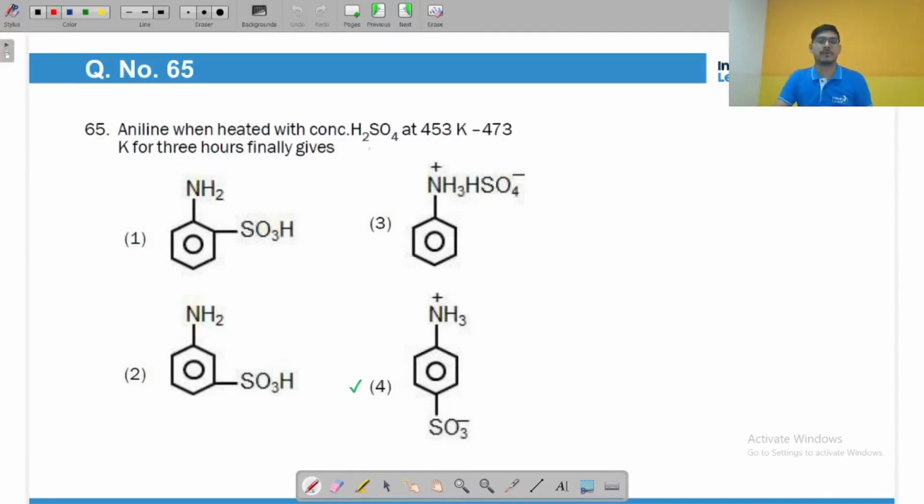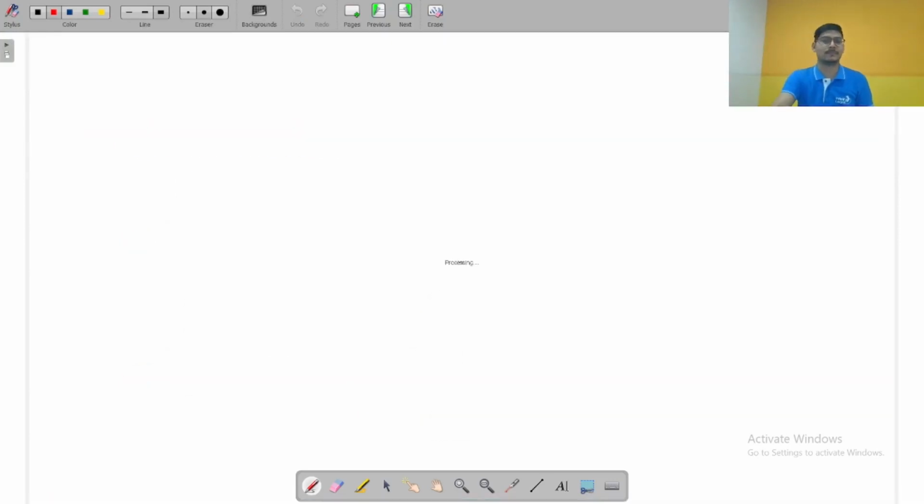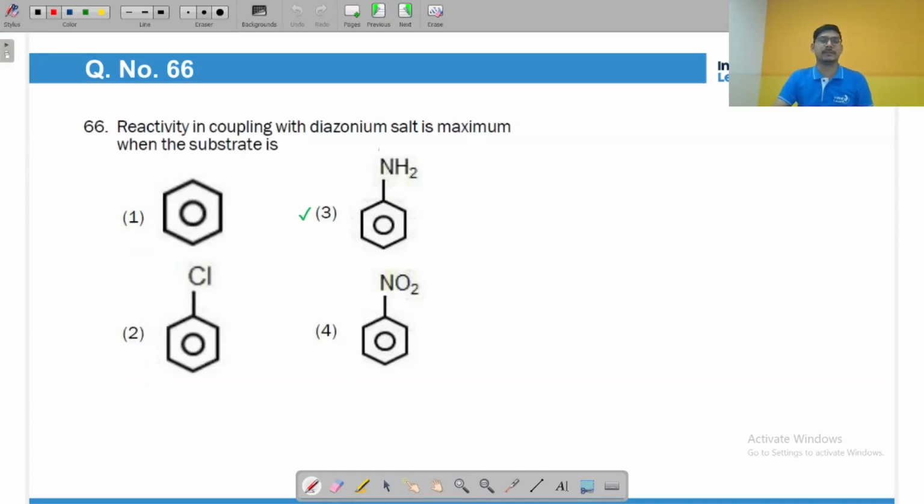Aniline, when heated with concentrated H2SO4 at high temperature for 3 hours, finally gives this sulfanilic acid. In fact, it exists as a zwitterionic structure because it has a basic and an acidic group. Reactivity in coupling with diazonium salt is maximum when the substrate is aniline. Of course, because diazonium salt is an electrophile, and the coupling reaction is an electrophilic substitution of the nucleophile, and the most activated ring here is in aniline.